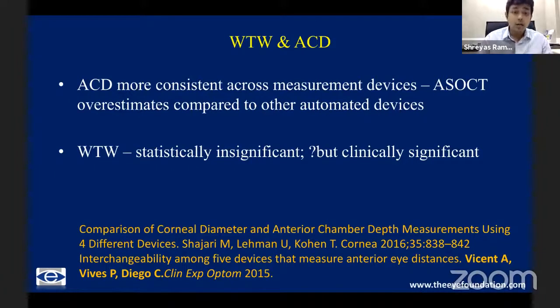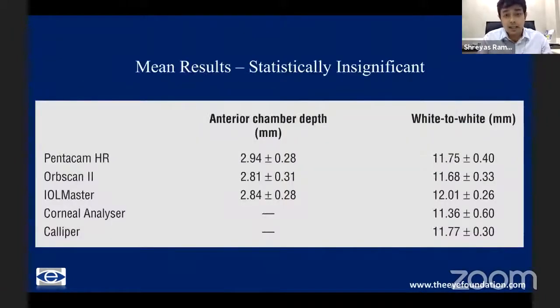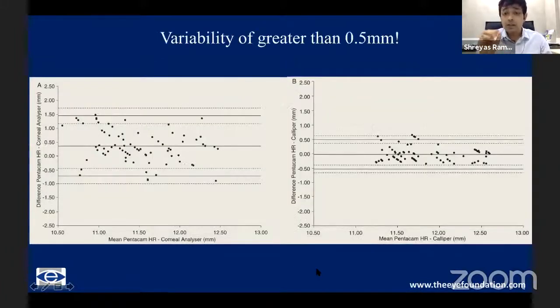White to white, while the differences are statistically insignificant, you can see in this particular paper, all these measurements were found statistically insignificant. But does that mean they can be used interchangeably? When you just look at the mean results of a large number of patients, the difference is statistically insignificant. But when you actually look at the variability of the measurement, a variability of greater than 0.5 millimeter was found in a high number of patients.